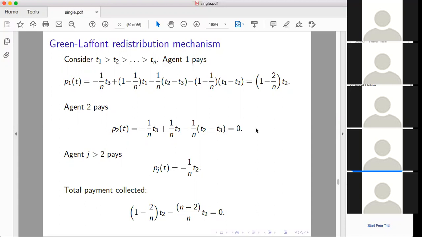So again, if you think about the Green-Laffont residual claimant interpretation, you see that with 1 minus 1 over n probability, he makes a payment equal to t2. But with probability 1 over n, he's compensated t2, right? Is that clear? Right. So basically, the term comes out to be 1 minus 2 by n times t2.